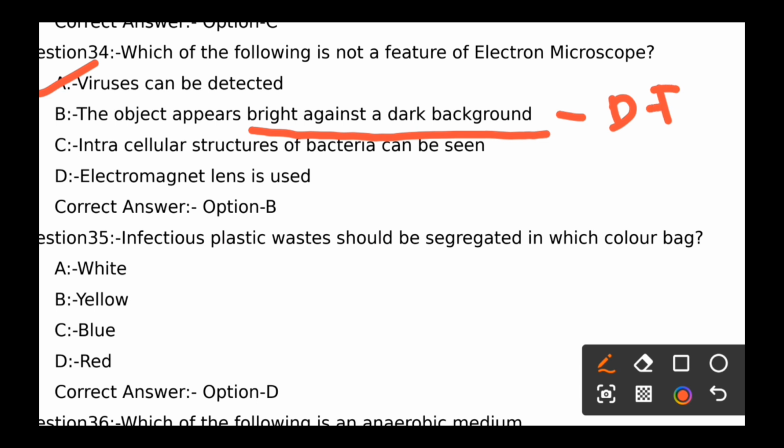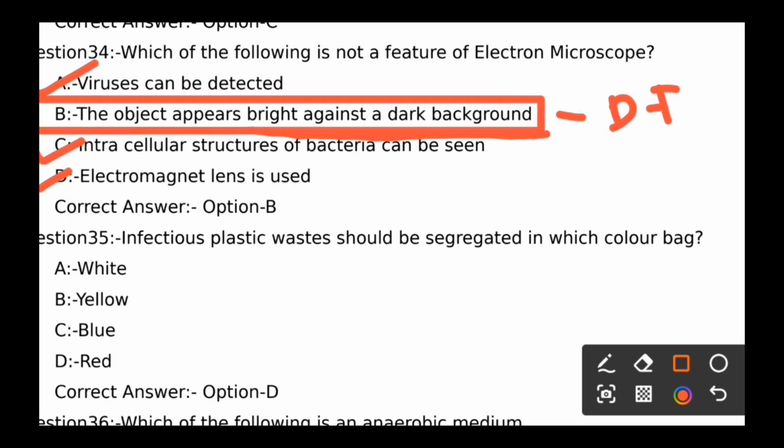Then the next statement, intracellular structures of bacteria can be seen, is true. And the next, electromagnetic lens is used, is also true. So the right answer is option B. The object appears bright against a dark background is not a feature of electron microscope.